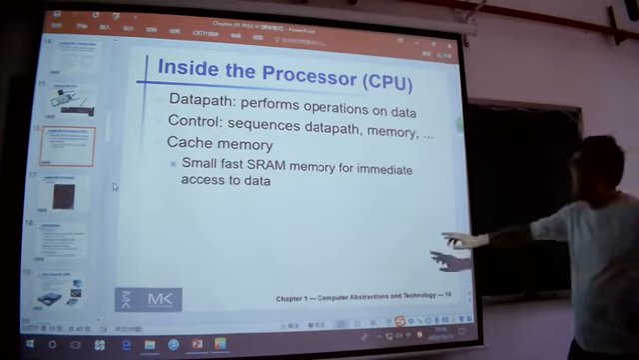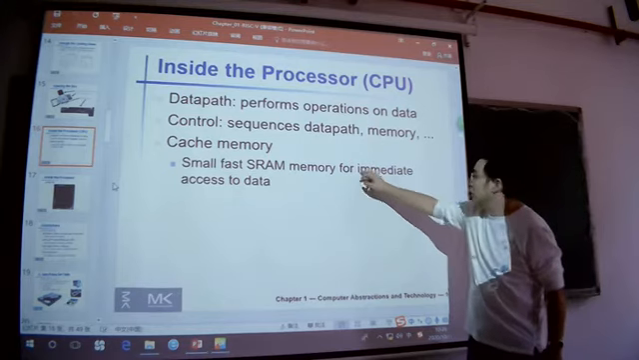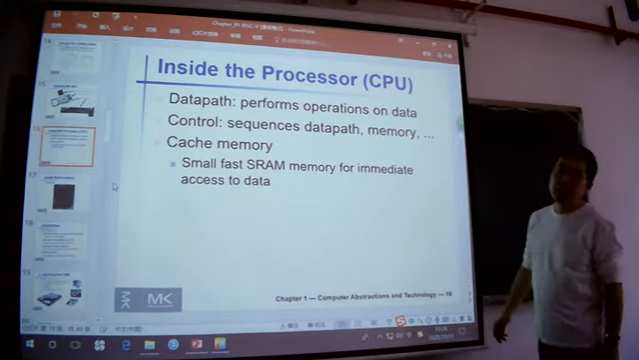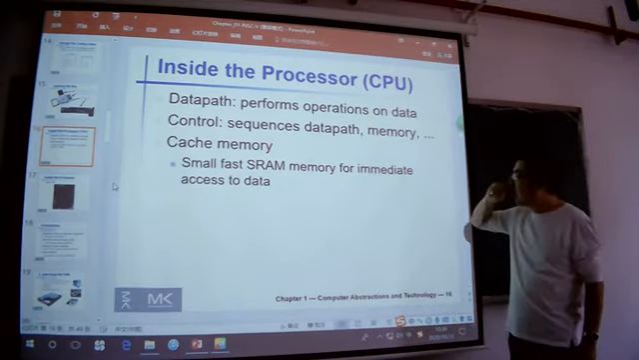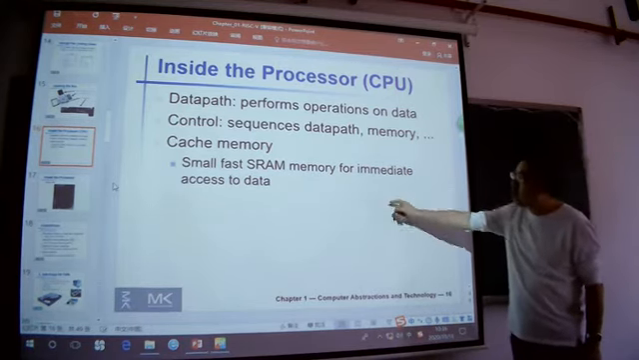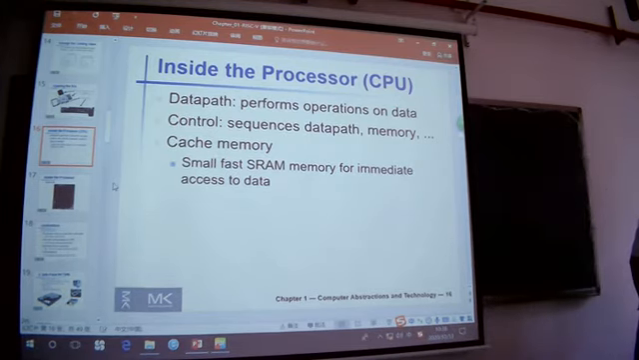So we find immediate access to data is its role. Immediately, we find its role, or its name, is in the middle.